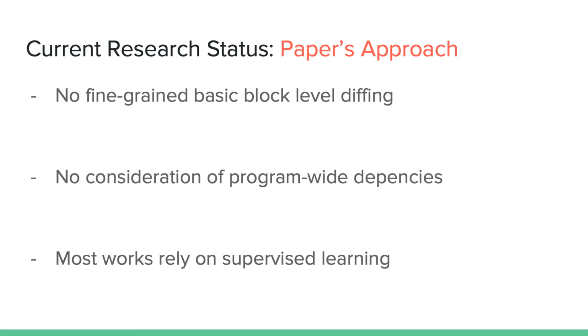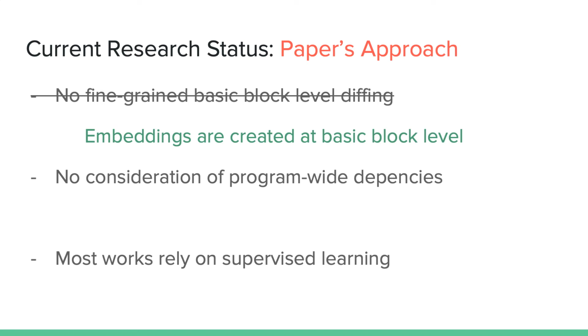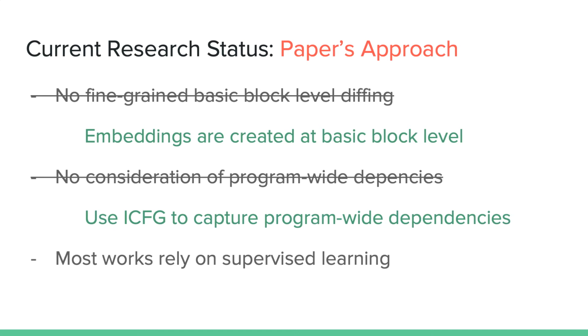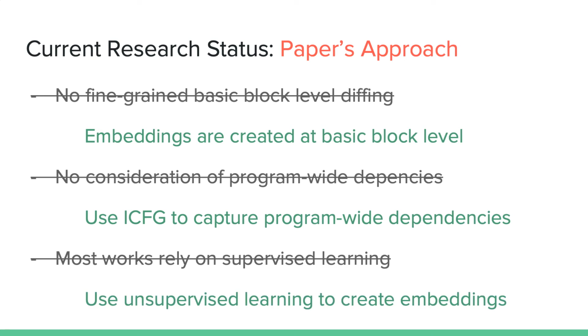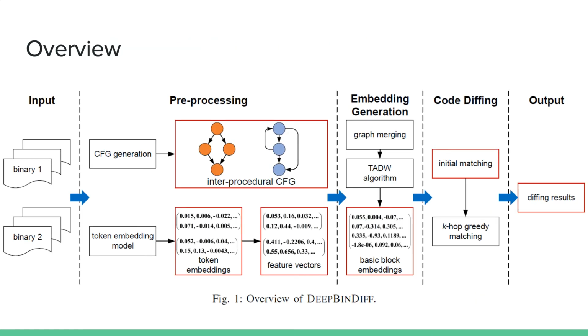So this paper's approach. These are the issues, right? For the first one, this paper creates embeddings based on basic block level. For the second one, it uses the interfunctional control flow graph to capture program-wide dependencies. And it uses unsupervised learning to create its embeddings. So you can train it with all sorts of stuff and it'll figure it out. So this is the basic overview of the entire system.